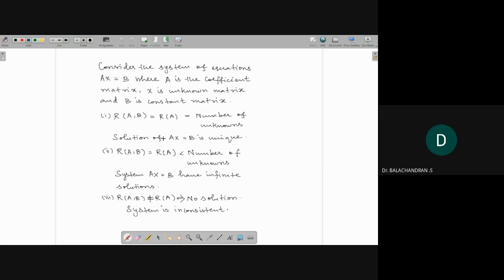The second case: the augmented matrix and the rank of A is less than the number of unknowns, which means the system has infinitely many solutions. The third one: the rank of [A, B] is not equal to the rank of A, then there is no solution, so the system is inconsistent. So you should know this basic idea.